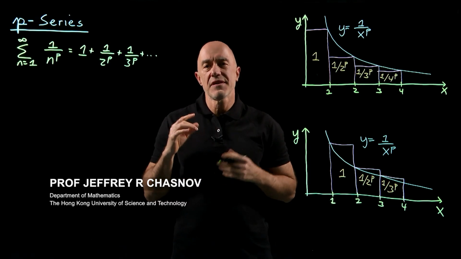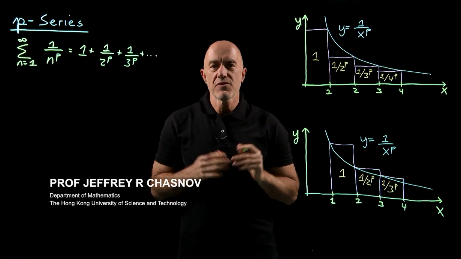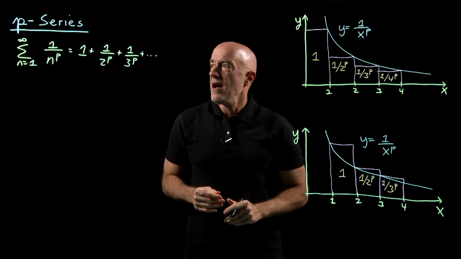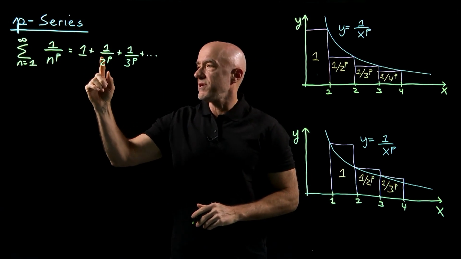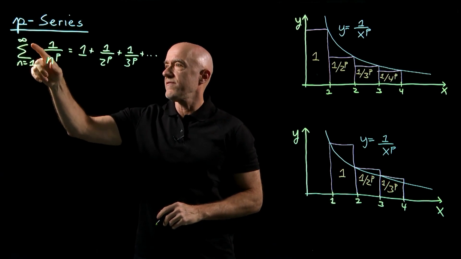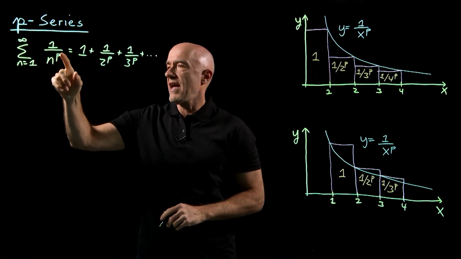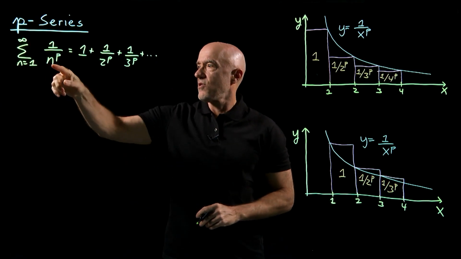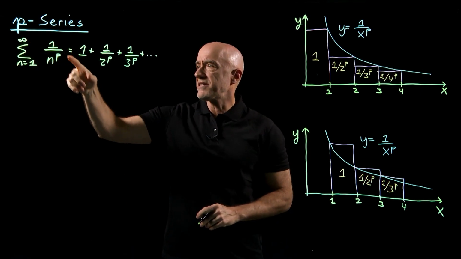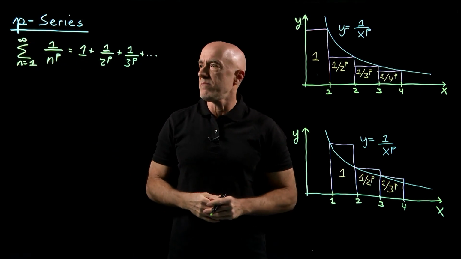Before we get to the Taylor series, I want to talk about some other famous series in mathematics. Let's start with the P series. So the P series is the sum from n equals 1 to infinity of 1 over n to the p. So we see here that n is a natural number. P, the exponent, can be any real number.